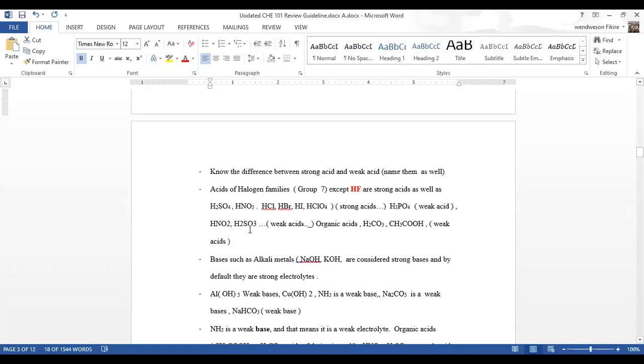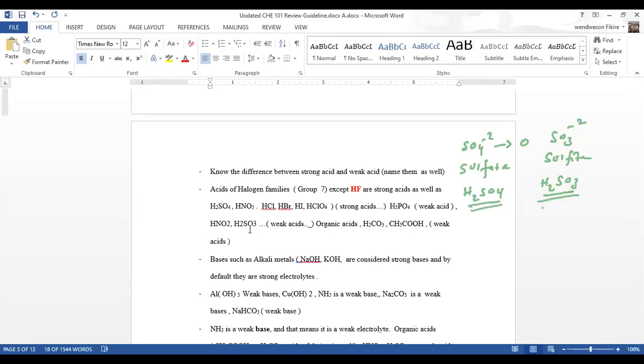Nitrous and sulfurous acids are made from, for example, sulfate: by taking away oxygen, you'll have sulfite. This is sulfate, and this is sulfite, as when we studied names. So the acid made from sulfate would be H2SO4, and the acid made from sulfite would be H2SO3. So these are weak acids.